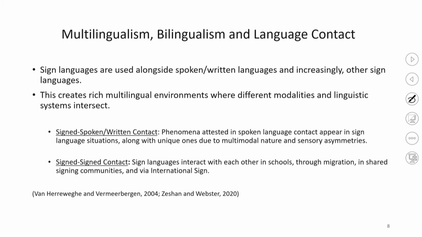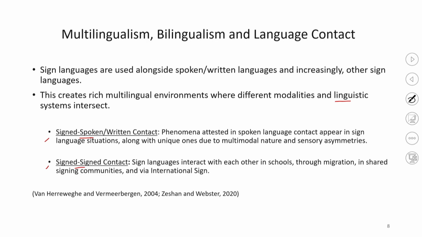So, multilingualism, bilingualism and language contact may have two different types. So, they are used alongside spoken and written languages and increasingly other sign languages that we have just seen. Now, in this case we have two different scenarios, together they create a rather rich multilingual environment where different modalities and linguistic systems may intersect. So, signed and spoken, signed, spoken, written contact and signed, sign contact. These are the two types of contacts, the two kinds of bilingualism, multilingualism that are relevant for our studies, signed plus spoken that we just saw, and signed and signed.